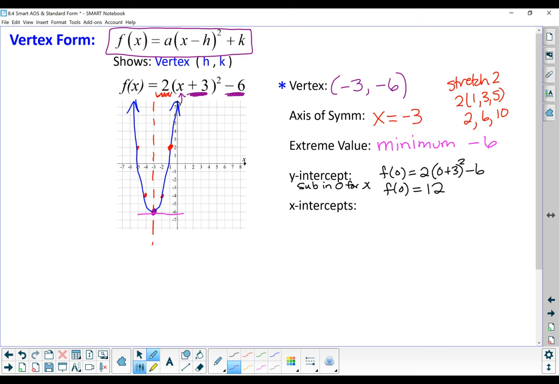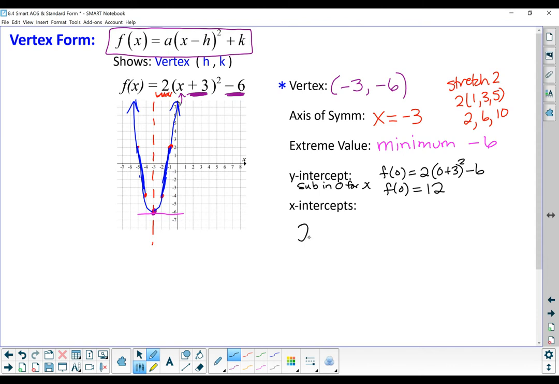Okay, our x-intercepts. Well, my graph is not that great of a drawing, but you can kind of see that the x-intercepts are not at integer values, no matter how bad my graph might look. The x-intercepts are between -1 and -2, and between -4 and -5. So we need to solve the equation to find the exact location of those x-intercepts.